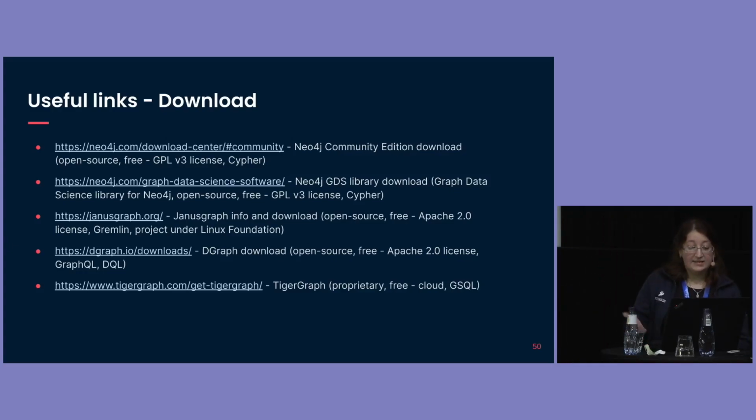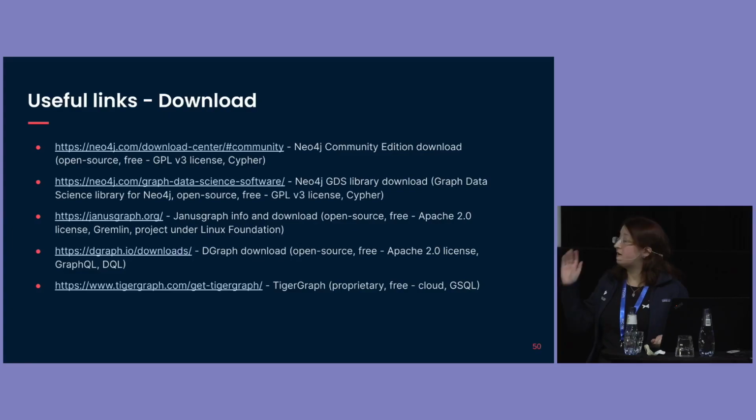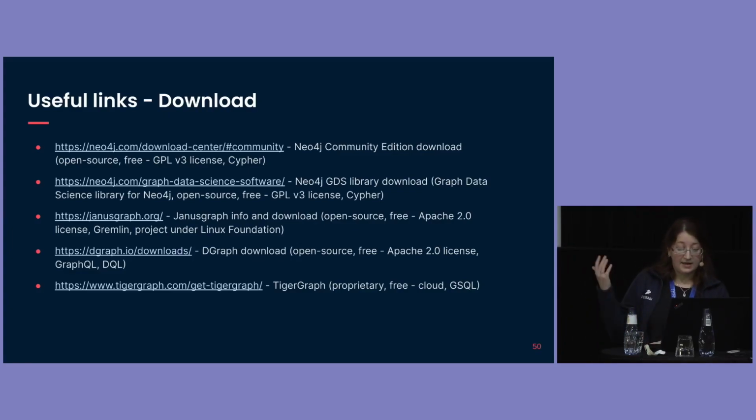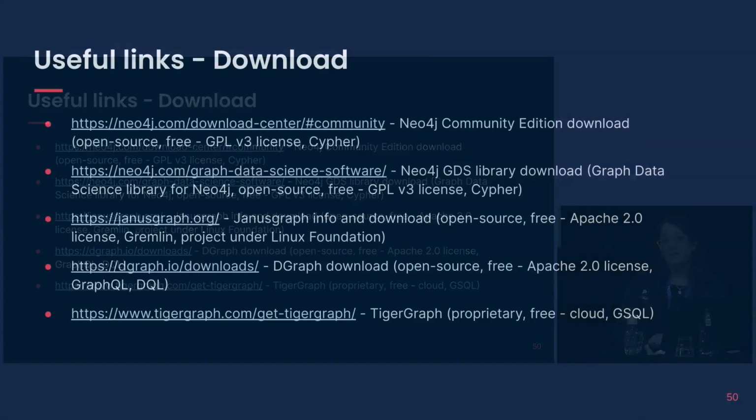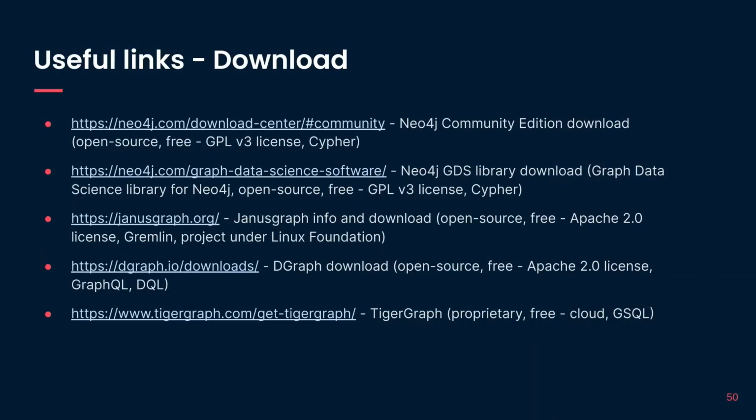Another database is Dgraph, also open source, also free under the Apache license. What's interesting about this graph database is they have an ambition to be the first GraphQL compatible database. They are on their way there, and they're using GraphQL or DQL query languages. And the last one is TigerGraph. Unfortunately, this one is proprietary, but you can still use it for free in the cloud, and it's using the GSQL query language.